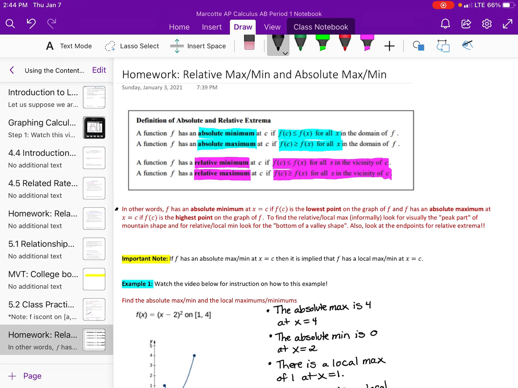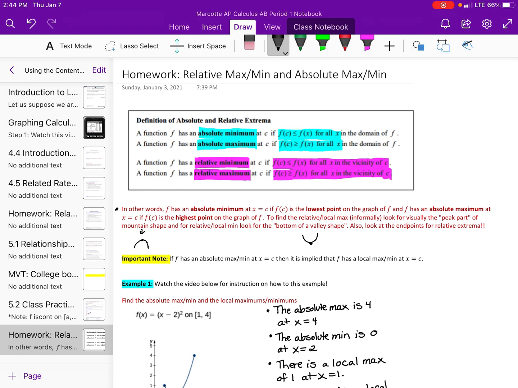Okay, so informally, to find the relative or local max, you look visually for the peak part of a mountain shape looking thing. By mountain shape, I'm talking about something that looks like this. And so the peak, whatever's at the top, that would give you your local max. And then for your relative or local min, you want to look for the bottom of your valley. So in other words, look for something that looks like this.